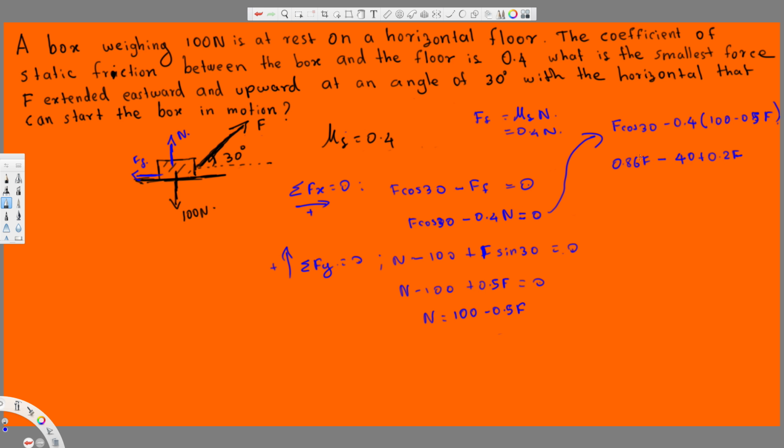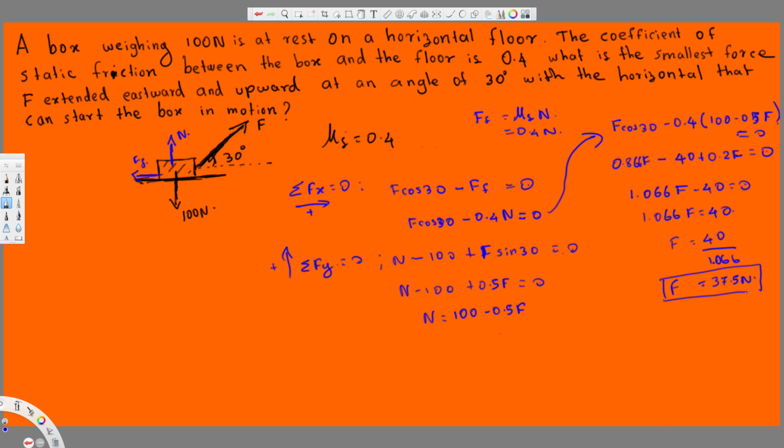And if you add these together, this is 0.866 and 0.2, so it will become 1.066 F, minus 40 is equal to 0. And if I bring the 40 to the other side, it's going to be 1.066 F is equal to 40. Therefore F is equal to 40 divided by 1.066, and if you divide, you will get 37.5 Newton, and this is the final answer.